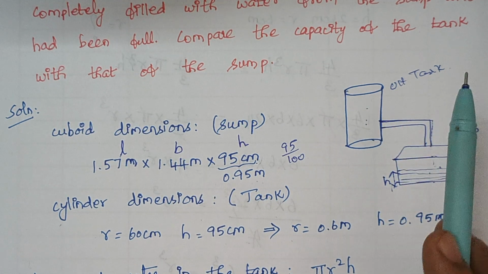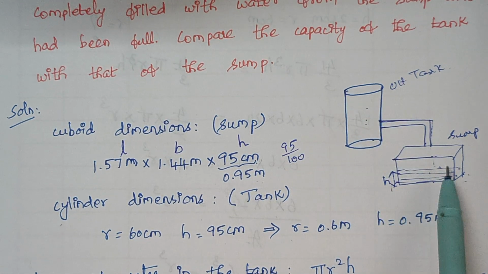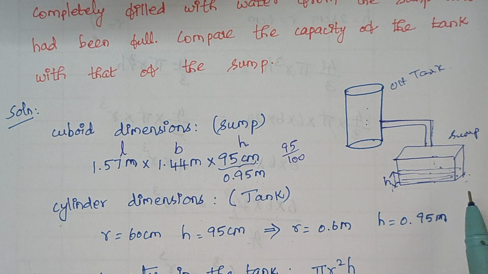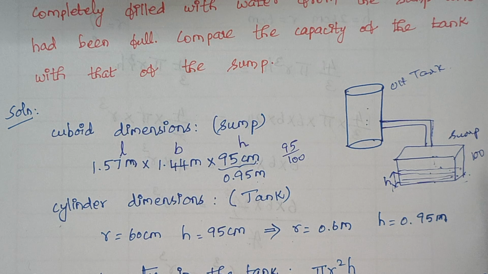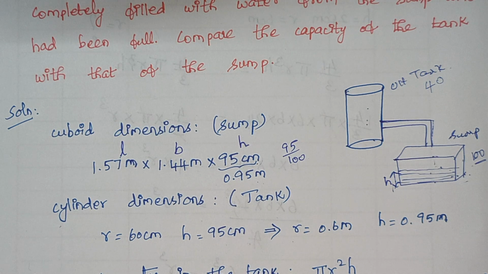Now we are going to subtract the volume of water in the tank from the volume of the sump. The sump is a bigger number. Just assume the sump has a capacity of some 100. For example, just to make you understand the concept clearly, I assume the value of the sump is 100 and let the value of this tank be some 40. Now how will you subtract? You will subtract 40 from this 100.